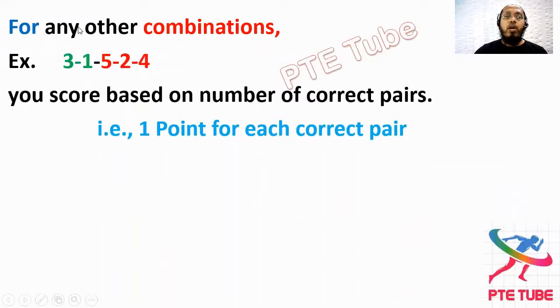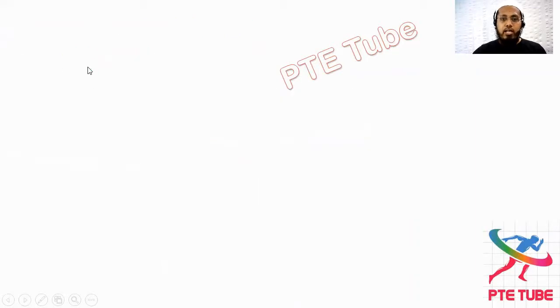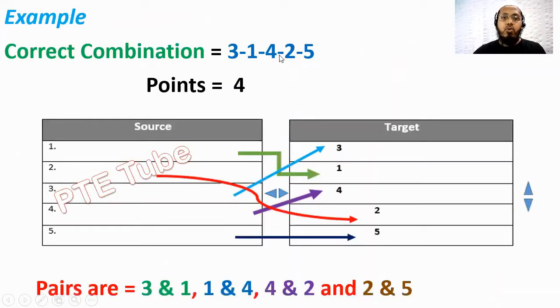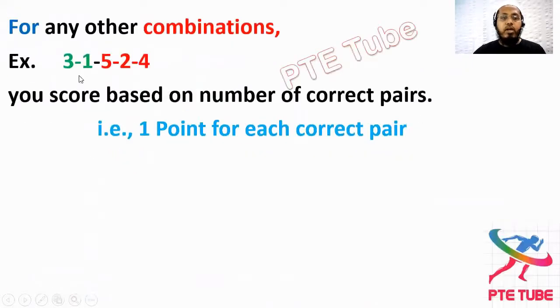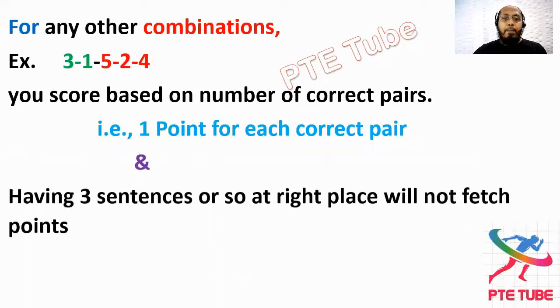Yeah, for any other combination, for example, 3 1 5 2 4, how many correct pairs do we have? Let's have a look. 3 1 4 2 5 is the right one, whereas in this case I have got 3 1 5 2 4. Are you getting my point? So in this case only one pair is achieved, hence we get only 1 point for this. So we'll discuss another example.